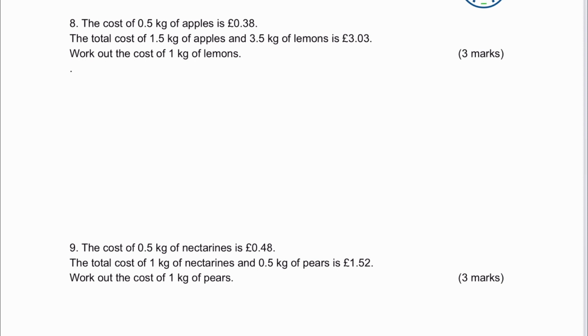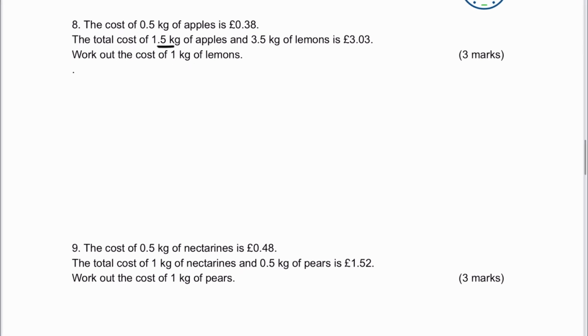Okay, so the cost of half a kilogram of apples is 38p. So if I want 1.5 kilograms of apples, what I'm going to do is take 38p and multiply that by 3, and that's going to give me 114, which is the equivalent to 1.5 kilograms of apples.